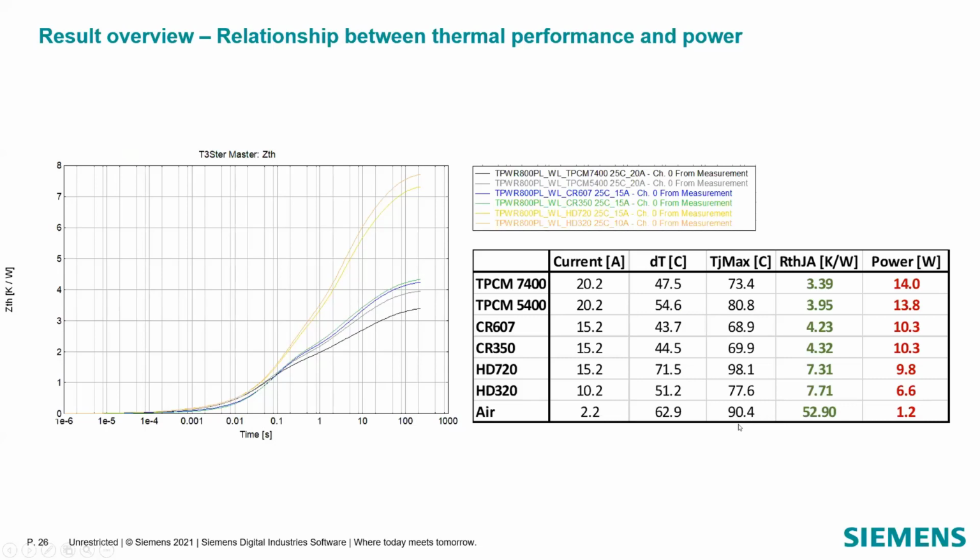As I said, we try to keep them below 100 degrees Celsius, on average roughly at 80. We could go all the way up to 20 or 15 amps with most of the materials, but only 2.2 amps with air, and yet the temperature was over 90 degrees. And the way this reflects to the power dissipation on the component, we could do 14 watts with the best-in-class material versus only 1.2 watts when no TIM was used. So it's a massive change, and it's very important to do the thermal design properly.